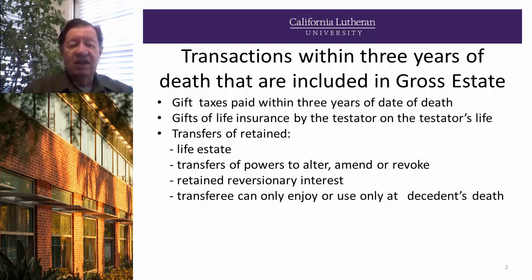First one, and the easy one, is gift taxes paid within 3 years of date of death. And that is literally 3 years, so you go with the date of death back 3 years, and if there's any gift taxes paid, that is added to the gross estate. The concept being that we're going to make it equal to the taxation had it not been gifted, and therefore it's taxed at a higher rate.